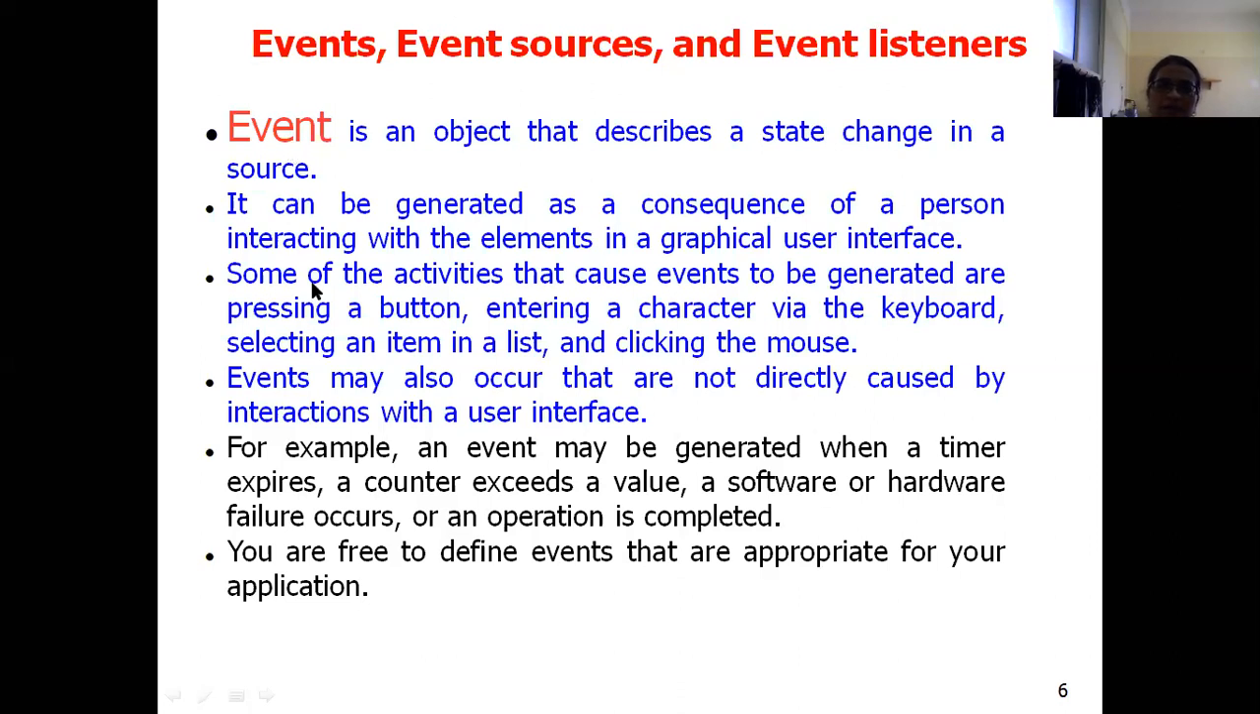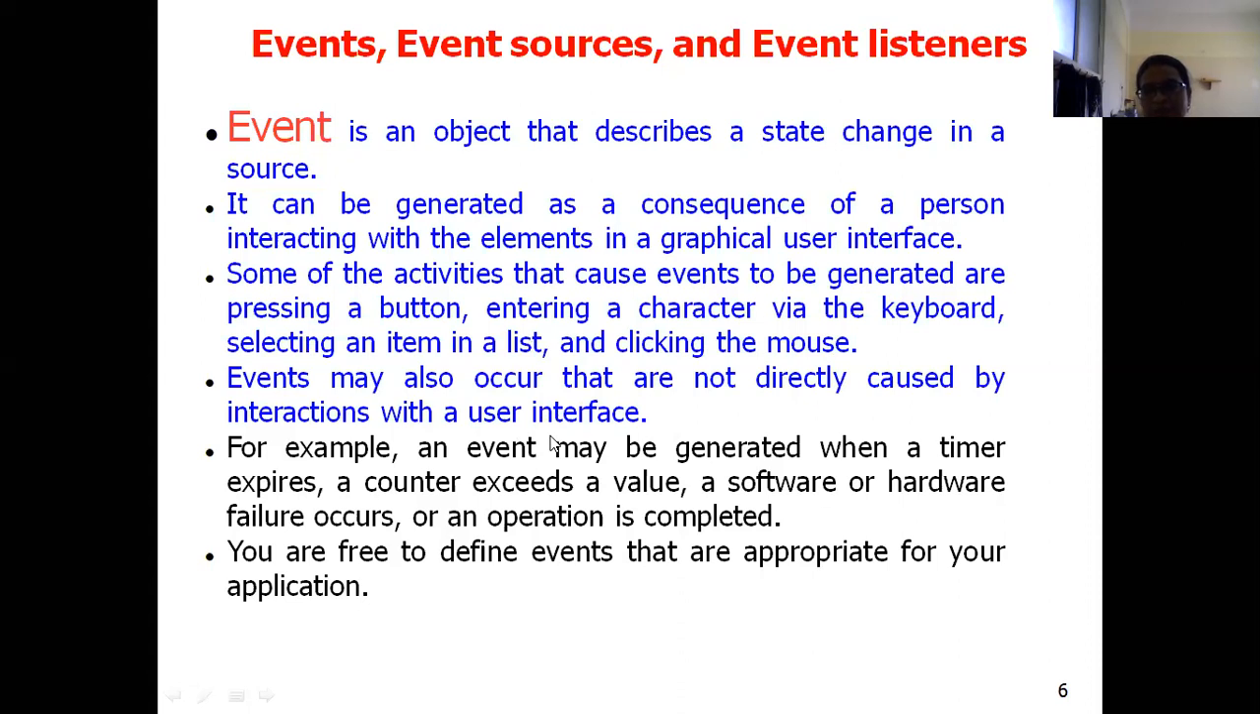A character which you are pressing, entering a character via keyboard, can also be an event, and so can selecting an item in a list. Say for example, in any of the shopping carts, you can select any item from a list, right? So that can also be an event. Clicking a mouse is also an event. Clicking a mouse and dragging it, placing it, that can also be an event. Okay. Events may also occur that are not directly caused by interaction with the user interface.